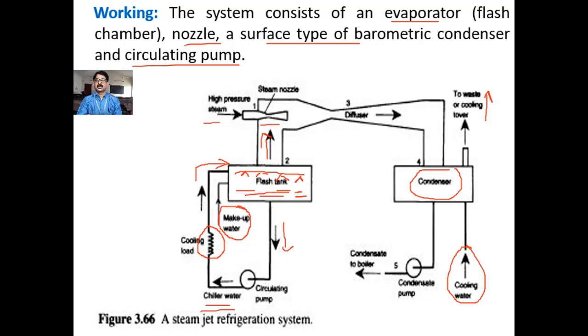Now this water from the condenser is passed through the condensate pump and again supplied to the boiler. This circuit is not shown. If you want to show it, you can show it this way: a boiler here, and from the boiler high pressure steam enters. So there are two cycles in this steam jet refrigeration system.